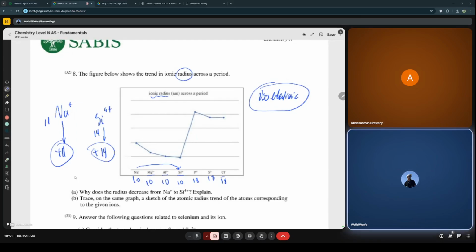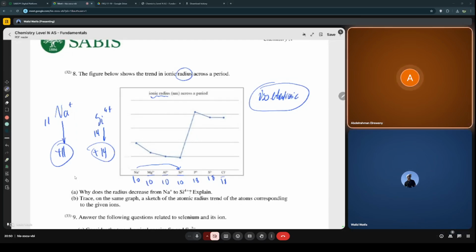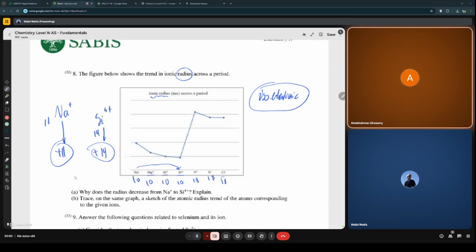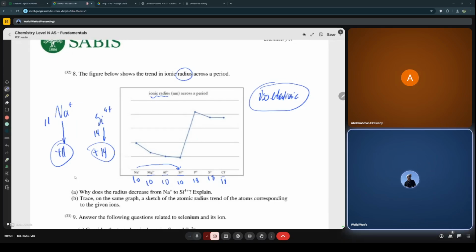Really? Because if you have more protons, doesn't it? Greater nuclear charge means stronger nucleus. That means the nuclear forces of attraction will be stronger. You get me? I was thinking about the electrons. Yeah, I get what you mean.